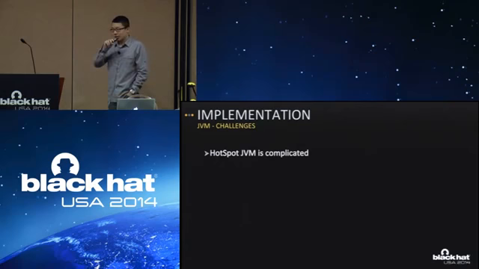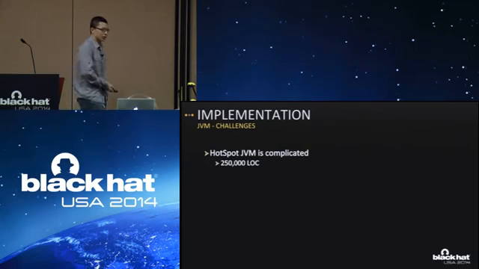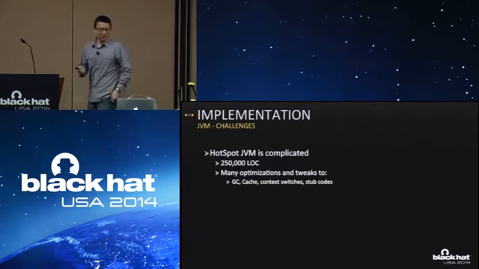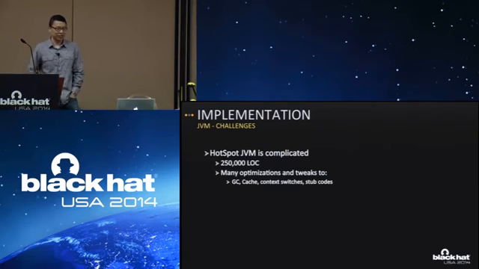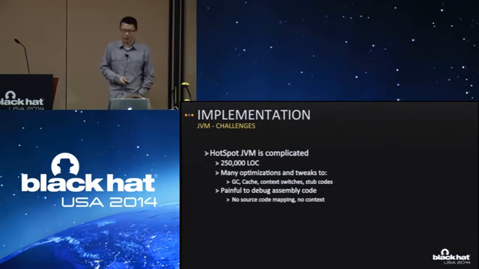First of all, the JVM is really, really complicated. It's basically an operating system, 250,000 lines of code, and we have to understand it. It's mostly self-documented, if you know what I'm talking about. There are a lot of optimizations and tweaks we have to take into account, otherwise we're going to ruin the whole runtime.